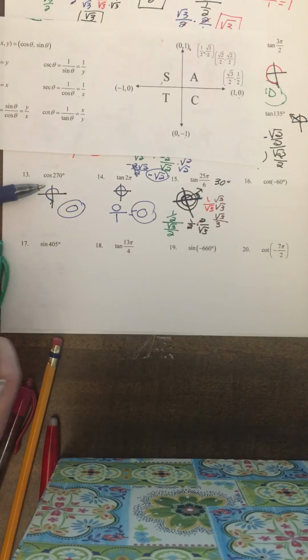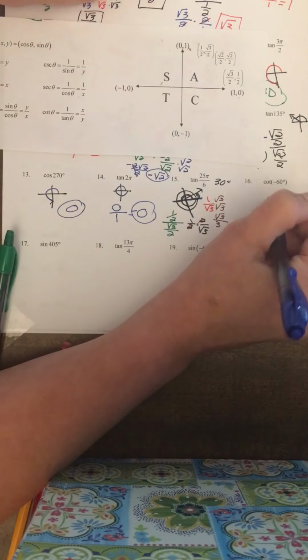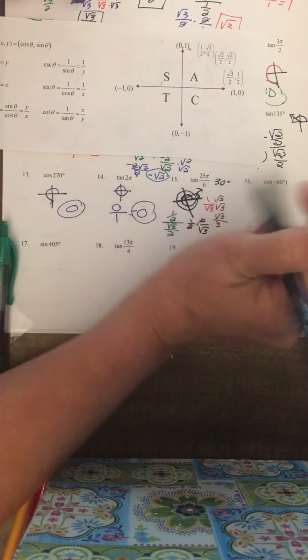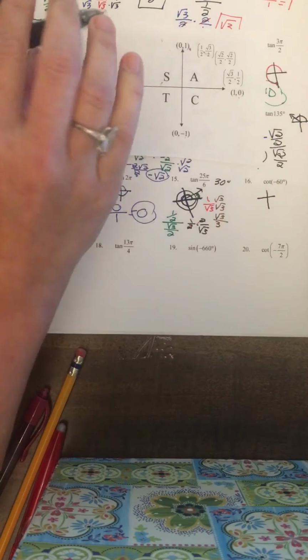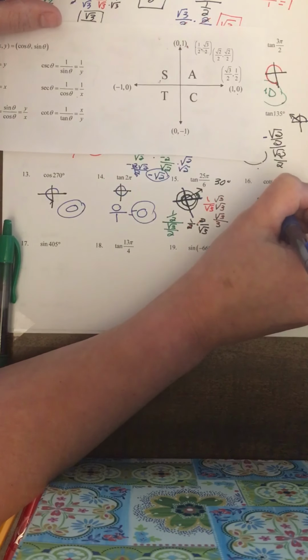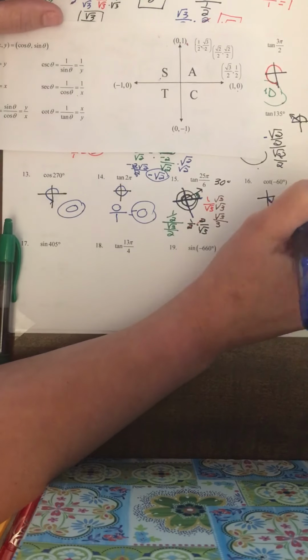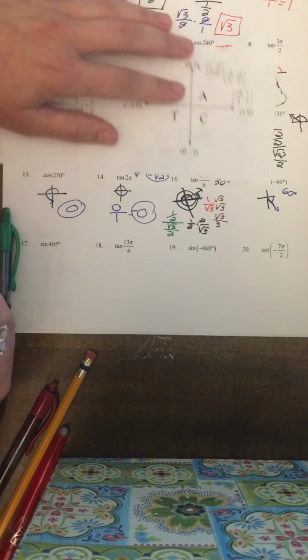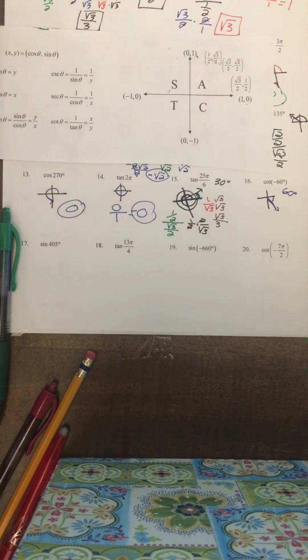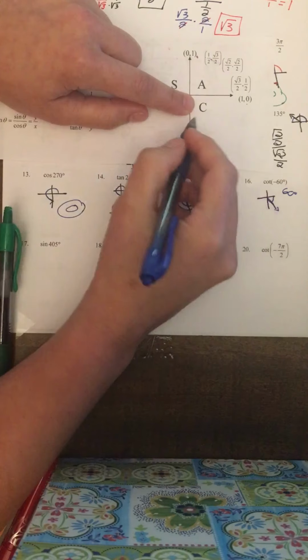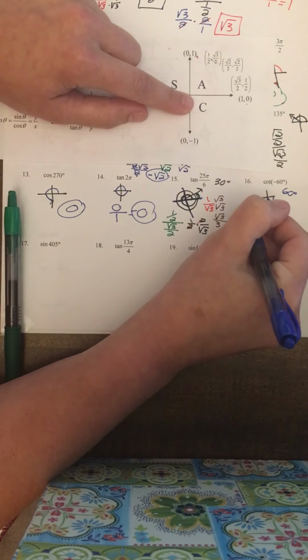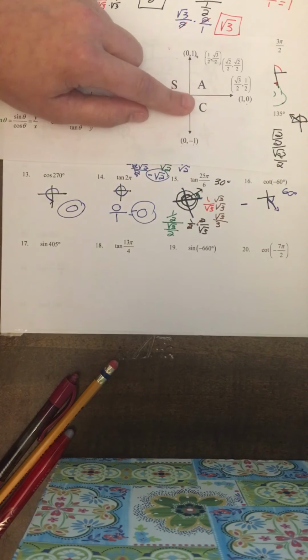Cotangent of negative 60 degrees. So let's look at this. Remember, when our angle is negative, we're rotating clockwise. So it's a 60-degree rotation right here. Our reference angle is 60 degrees. And cotangent in the fourth quadrant, we know cotangent's the reciprocal of tangent, and only cosine is positive in the fourth quadrant. So that means that cotangent is negative in the fourth quadrant.